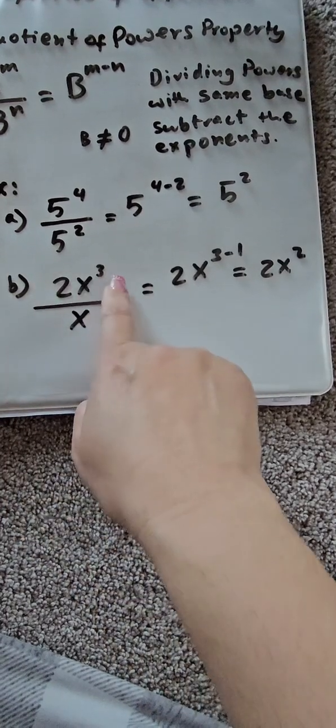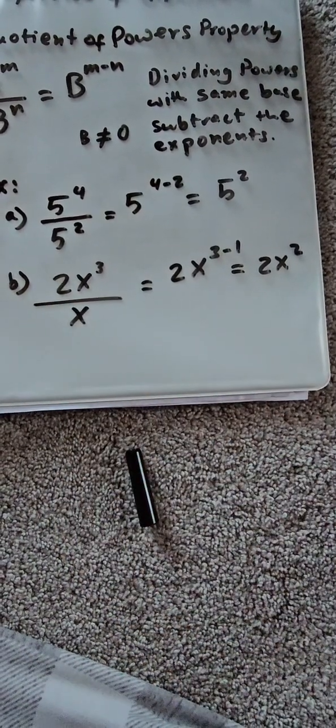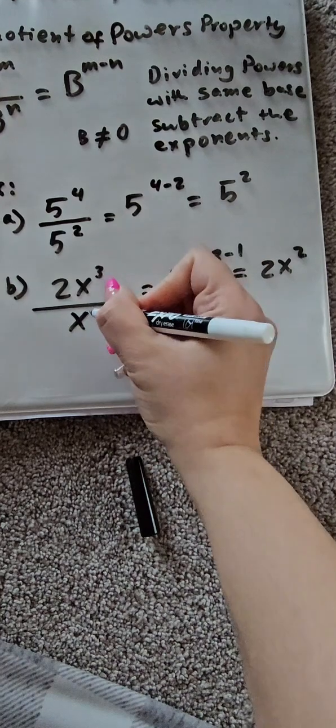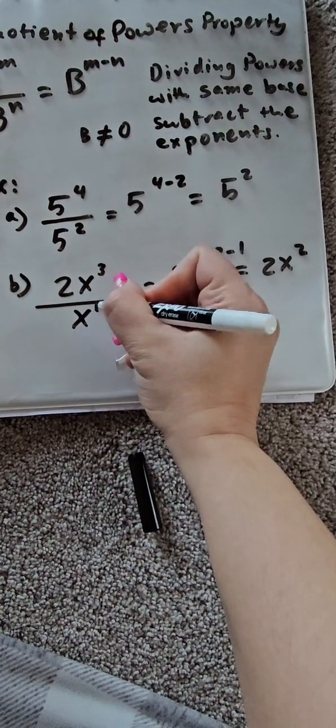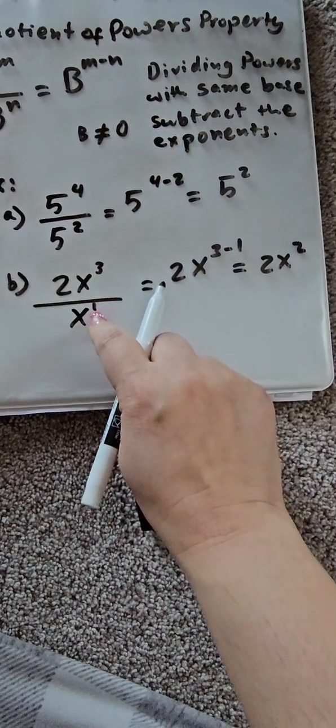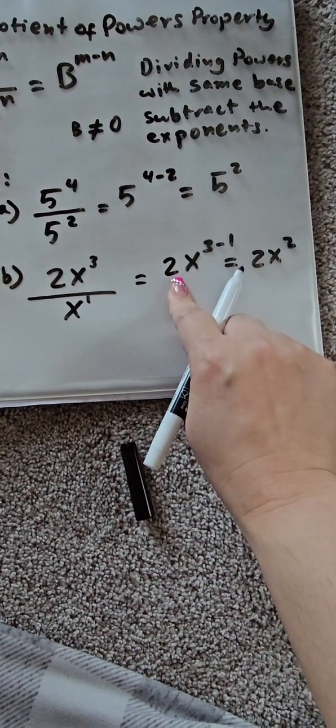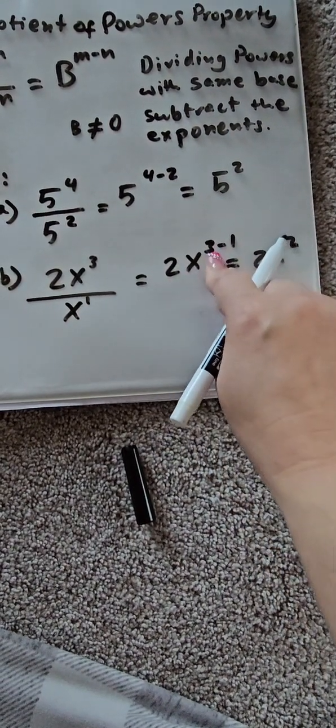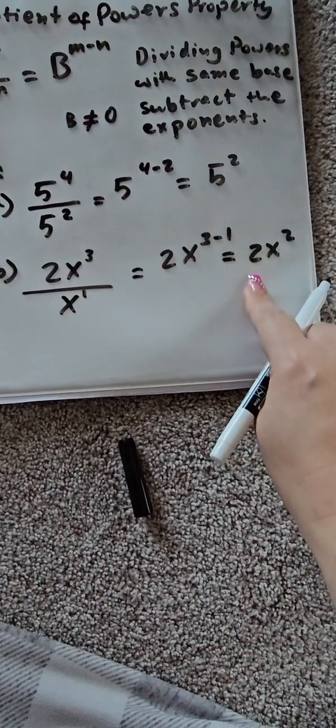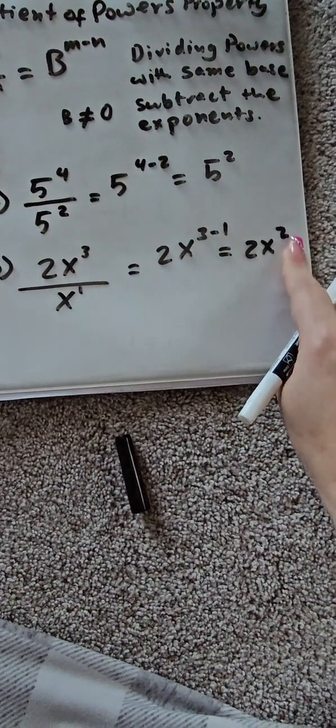Letter B, we have 2x to the 3rd power divided by x. Now we know that any number is always raised to the 1st power, so we know that the power here is 1. So we have 2x to the 3 minus 1, and then we end up with 2 times x squared.